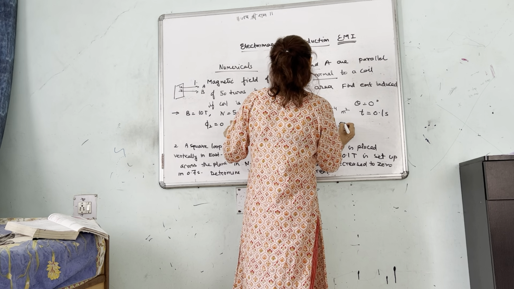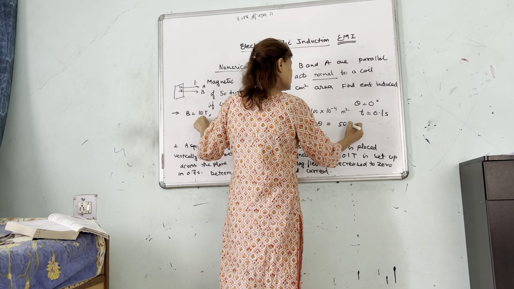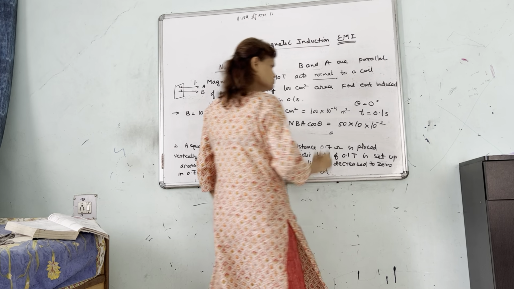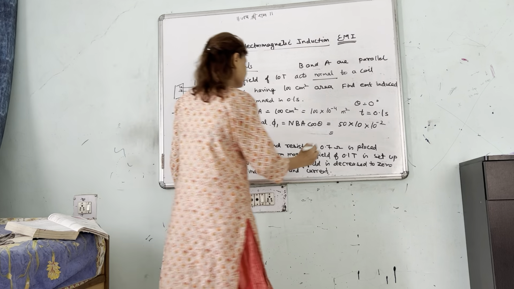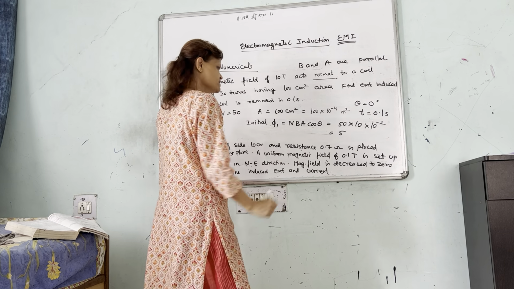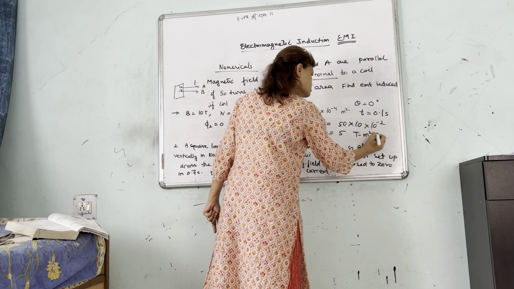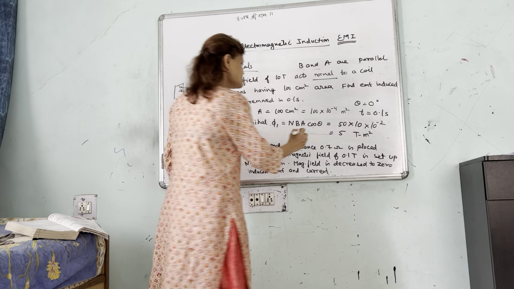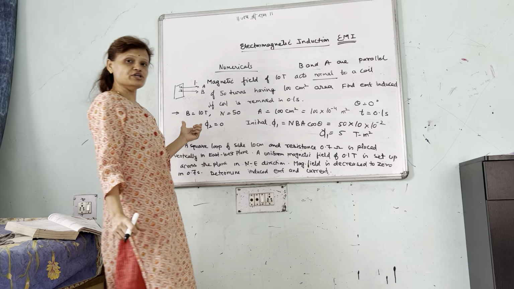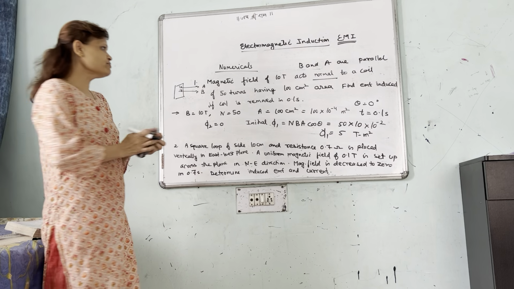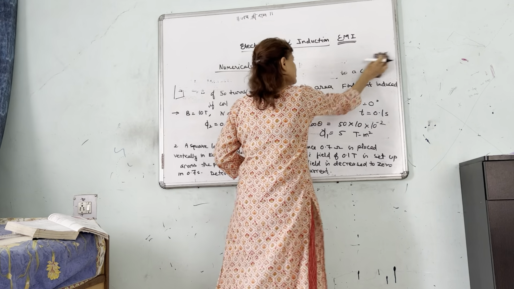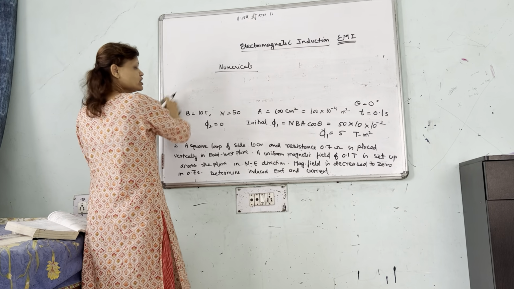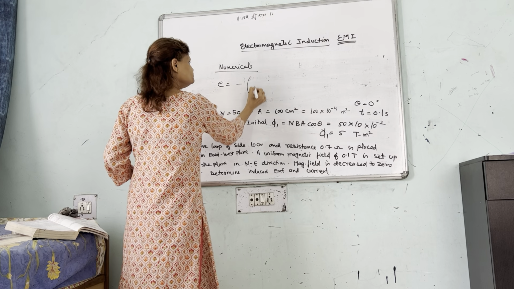So 50, magnetic field is 10. This will be 10 raised to minus 2. That is nothing but 5 Tesla meter square, or Weber also you can write it. So we have with us phi 1 and phi 2. Then easily we can determine the induced EMF by using the Faraday law. Phi 2 minus phi 1 upon t. This one.